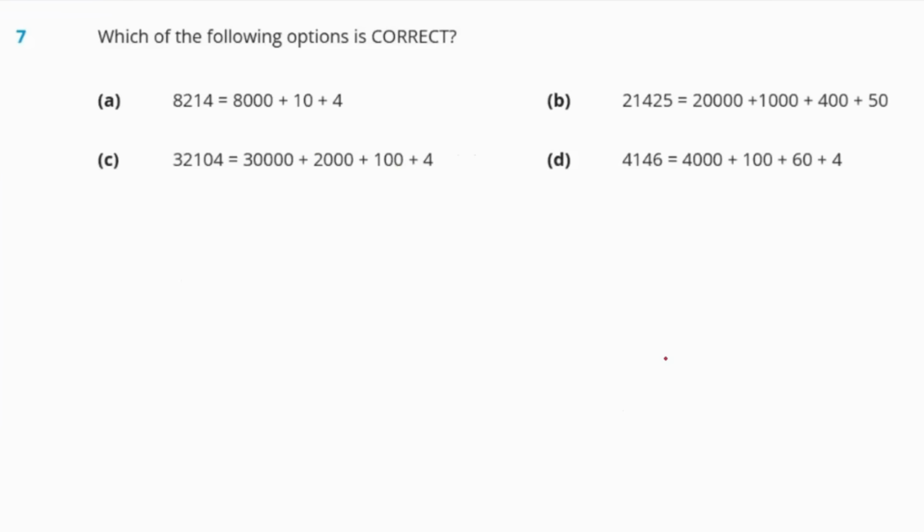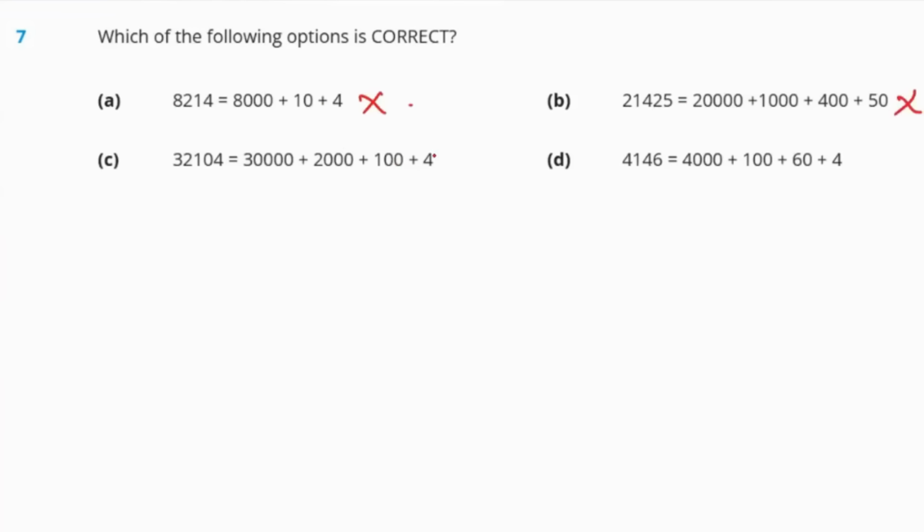Next question, which of the following options is correct? In these we have to choose the correct option. First one, 8,240 and 8,214, it is given as wrong only. Here thousands place, hundred place is not given. This is wrong. And next one, 21425. Last, tens place, ones place is not given here.